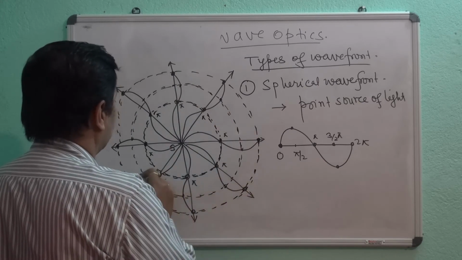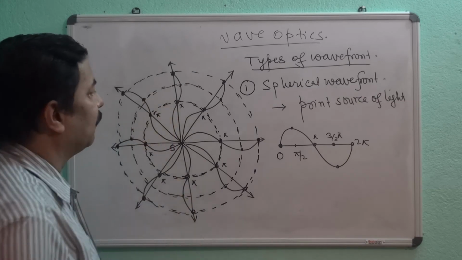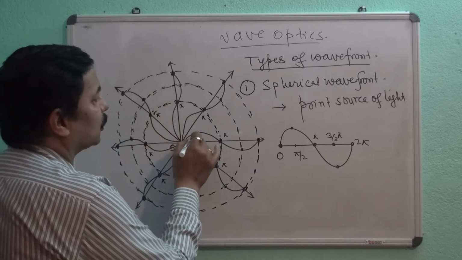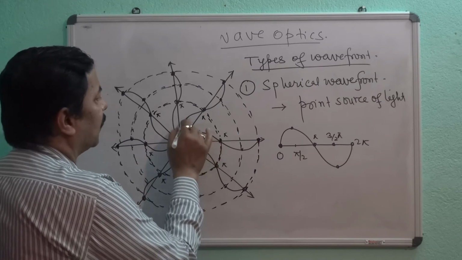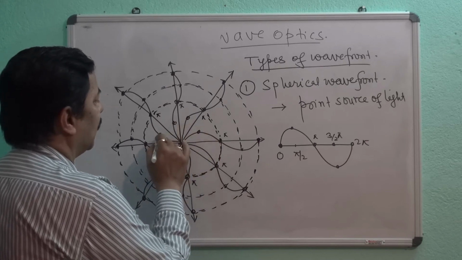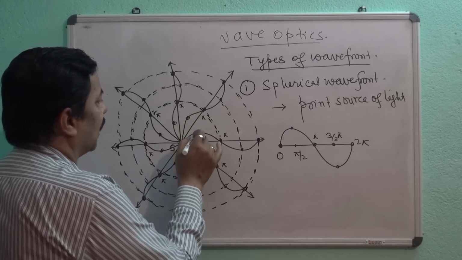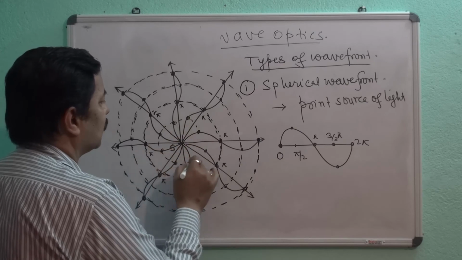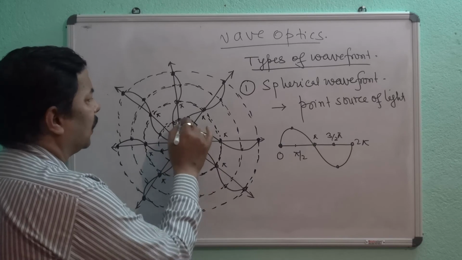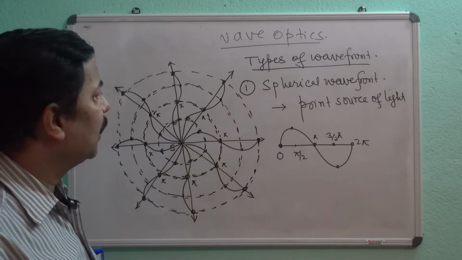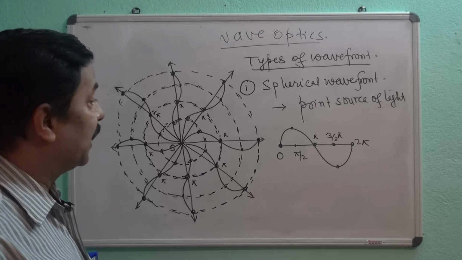This is also spherical, this is also spherical. So we are getting the spherical wavefront. You can join this point also, of the same phase, that is pi by 2, and you will get points here, here, here, and you will get this also as a wavefront. So these represent different spherical wavefronts. What does it mean? These are basically the surfaces of the same phase.